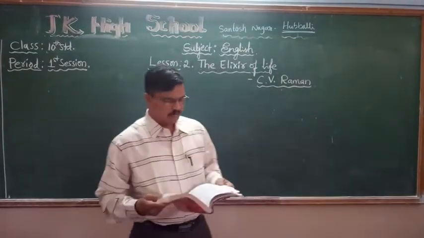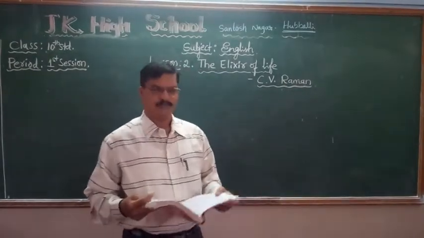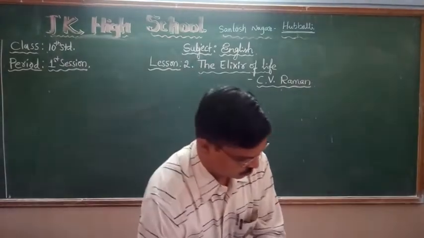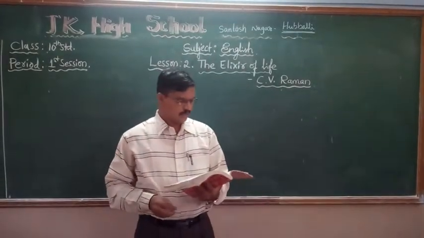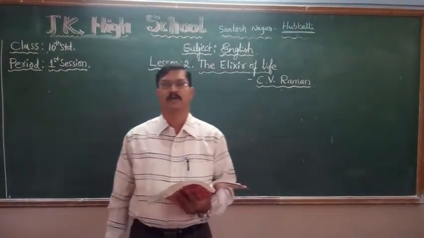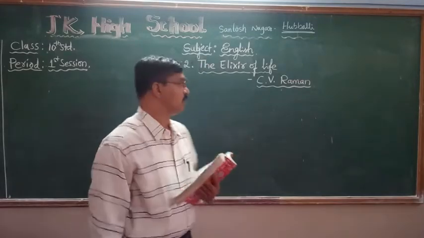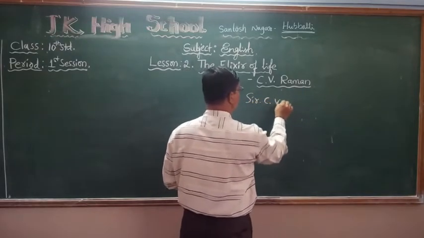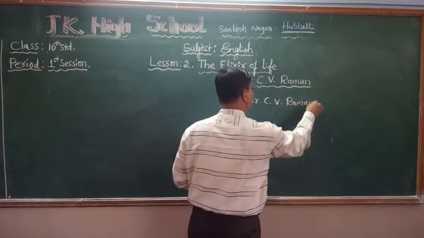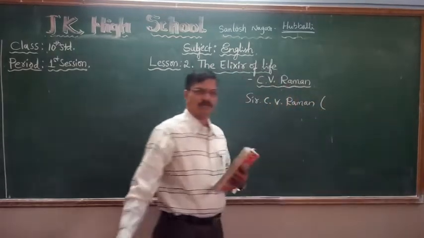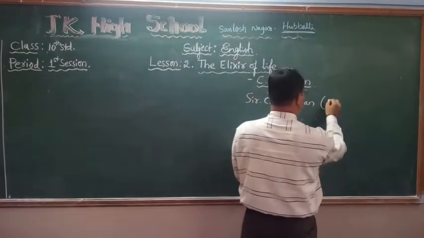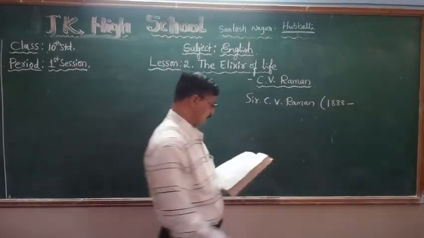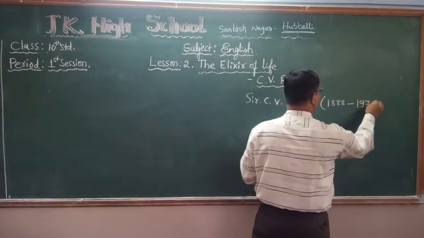So as usual, let's look at the note on the author. Okay, so C.V. Raman was born in 1888 and died in 1970. Sir C.V. Raman, what do you say? The lifespan of Sir C.V. Raman is 1888, that is, he was born in 1888 and died in 1970.